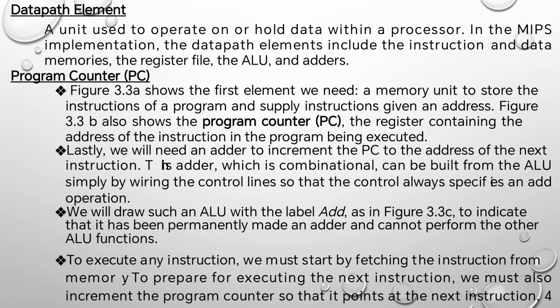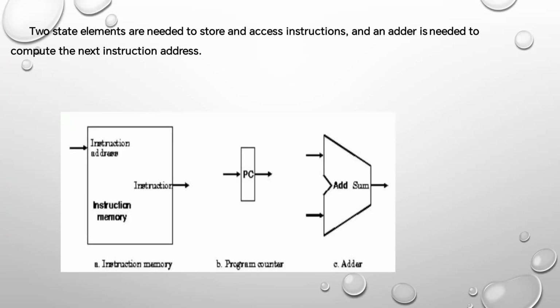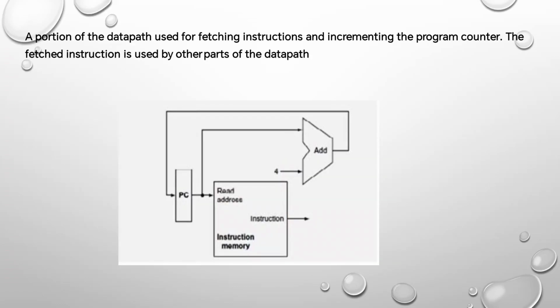To execute any instruction, we must start by fetching the instruction from memory. To prepare for executing the next instruction, we must also increment the program counter so that it points at the next instruction. So this is a diagram for instruction memory, program counter as well as adder: a portion of the datapath used for fetching instructions and incrementing the program counter. The fetched instruction is used by other parts of the datapath.